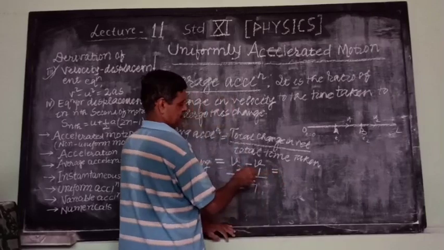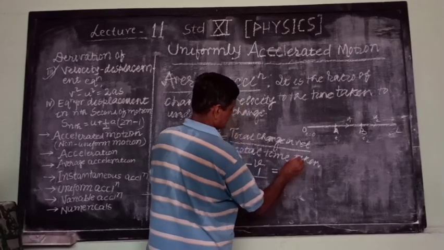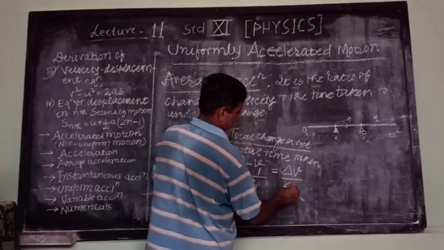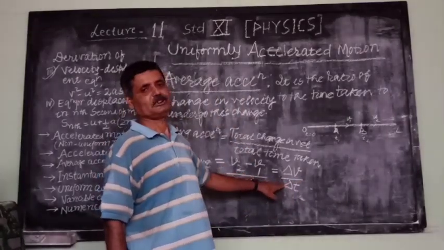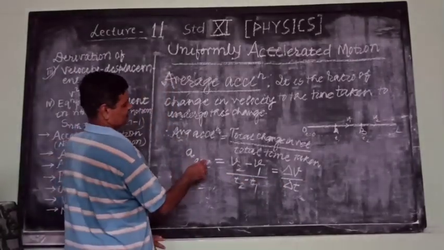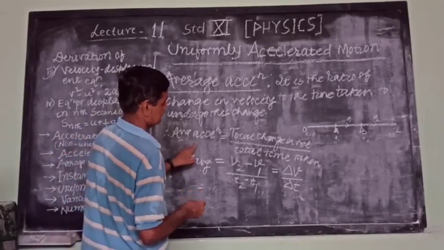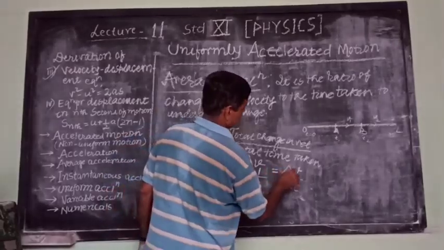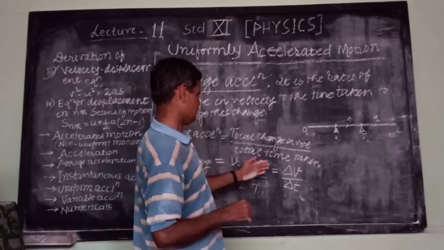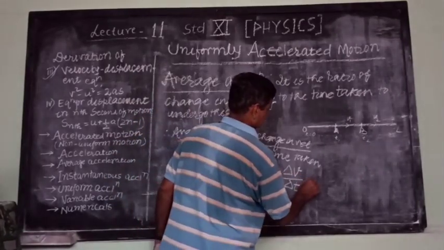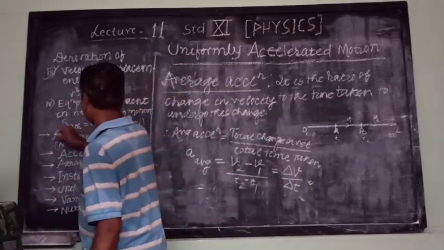where v1 and v2 are the velocities at times t1 and t2, by total time taken, t2 minus t1. In the language of delta, you can also write delta v, change in velocity, by delta t, meaning change in time. In vector form, a average would be written as the vector of this by this. This is your average acceleration. Accelerated motion, average acceleration.